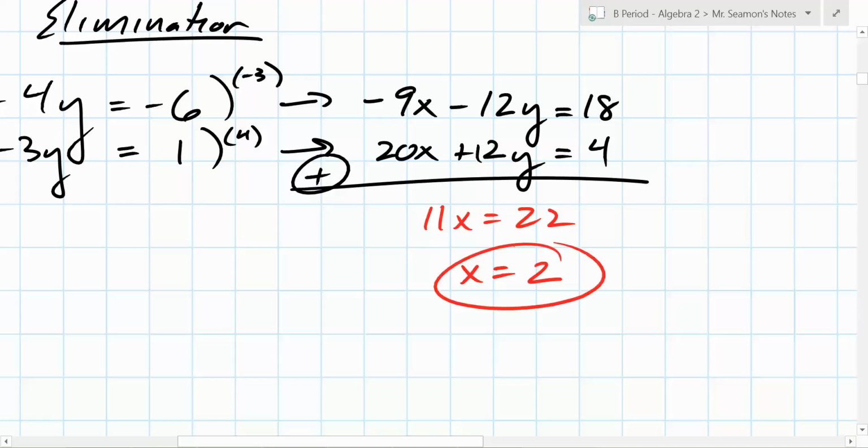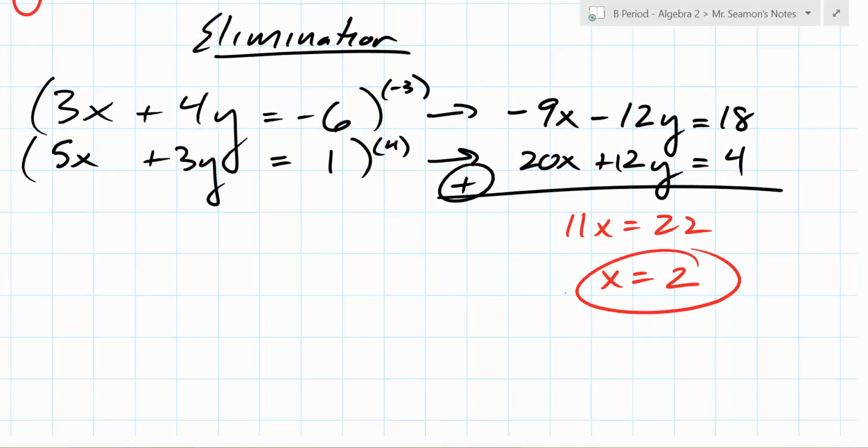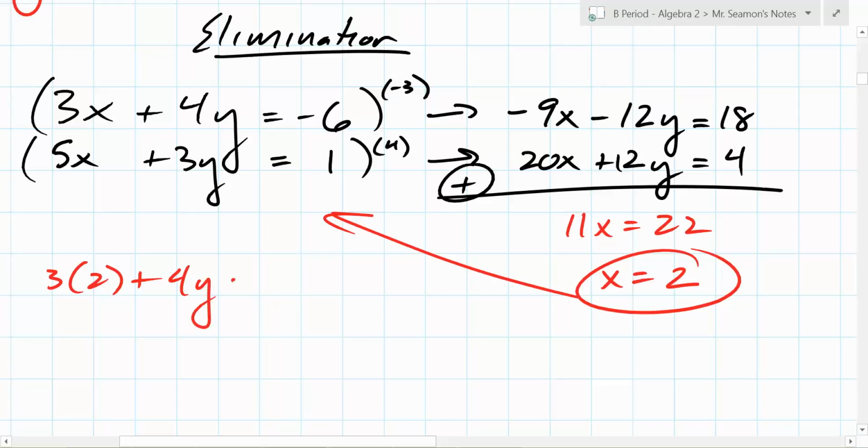Once you get x equals 2, what do you do with that x equals 2? Yeah, you could do y if you want. You could. You should. But now you can plug it into either one you want, right? So you have 3 times 2 plus 4 times y is equal to negative 6. So 12 plus 4y is equal to negative 6. 12. 6. Sorry.